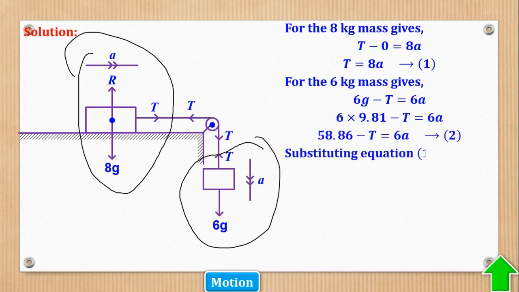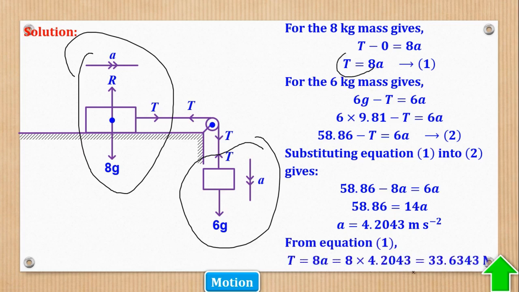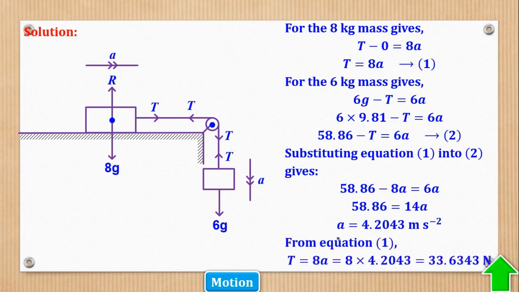Then we shall solve them simultaneously. So substituting equation 1 into equation 2, where there is T, put it there. You'll come up with that. Then make a the subject, and that will be the acceleration. Then use either equation 1 or equation 2 to get T. So if I use equation 1, I'll come up with T as this.